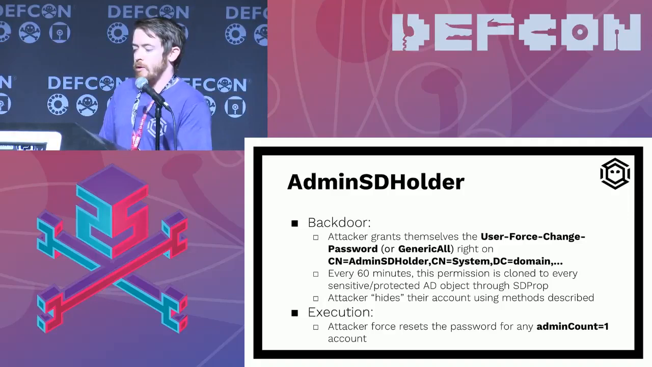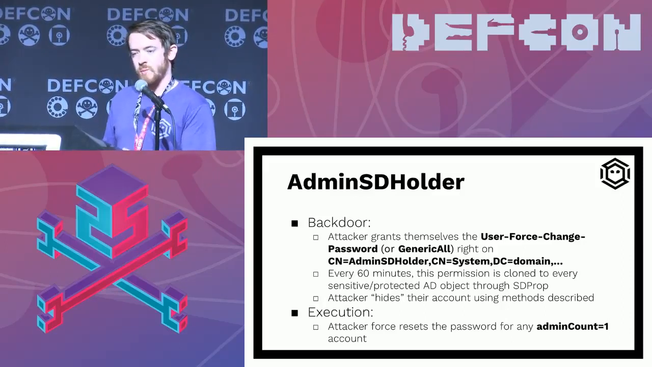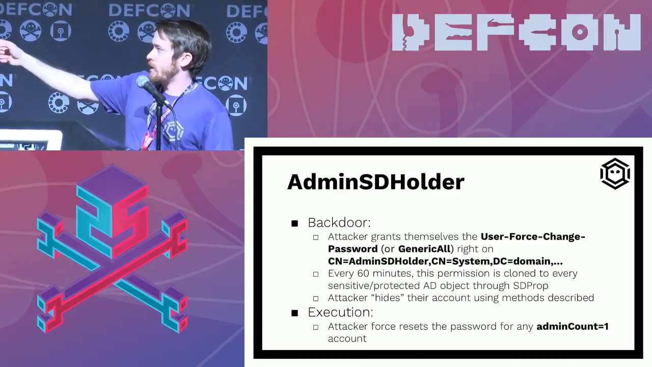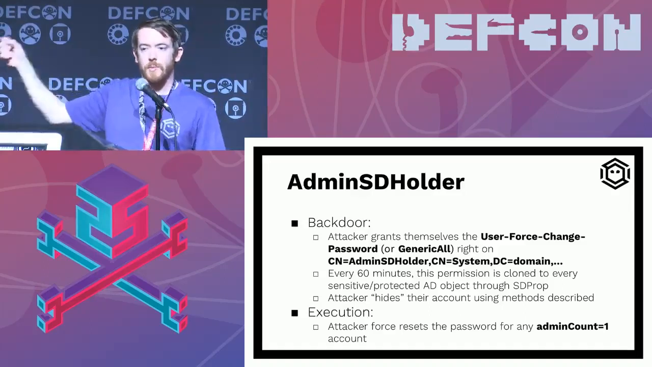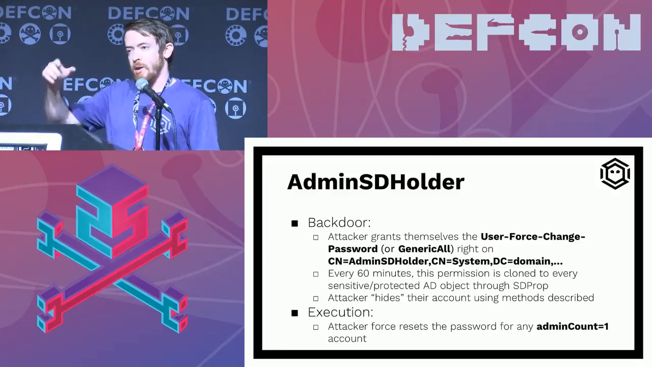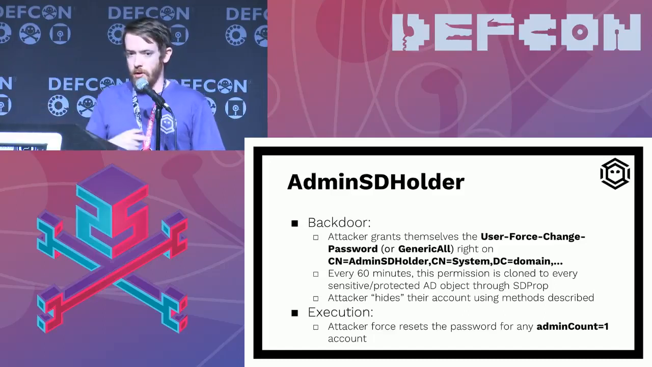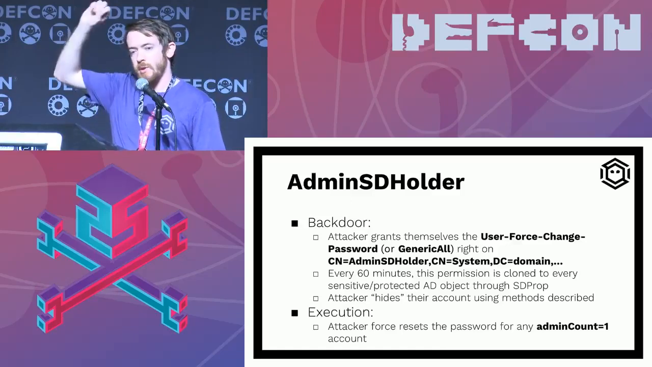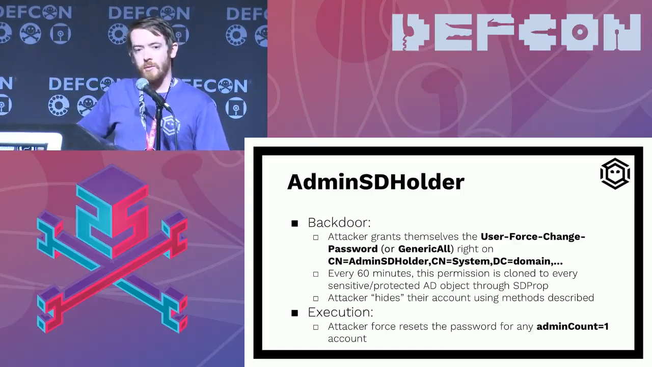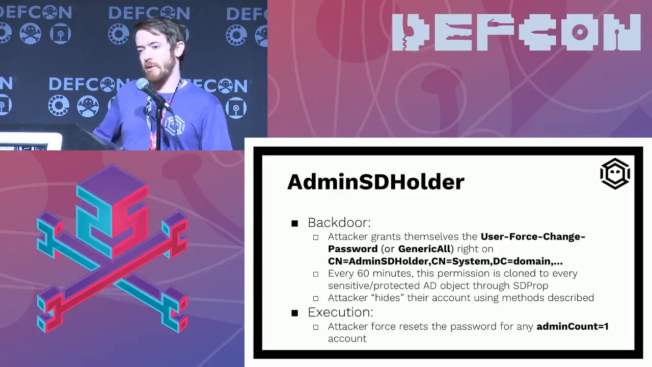If you are interested in this stuff, there's going to be tons more background and examples and mitigations. So, 30-second summary: AdminSDHolder essentially acts like a permission template for highly privileged groups. To implement the backdoor, the attacker grants themselves ForceChangePassword or GenericAll rights on the CN=AdminSDHolder object, which exists in every single domain. Every 60 minutes, a special process called the Security Descriptor Propagator, or SDProp, runs. It enumerates all the privileged groups like Enterprise Admins, Account Operators, and Domain Admins, and if the permissions on those objects differ from the template in AdminSDHolder, it takes the permissions from AdminSDHolder and imprints them onto the secured, highly privileged groups.